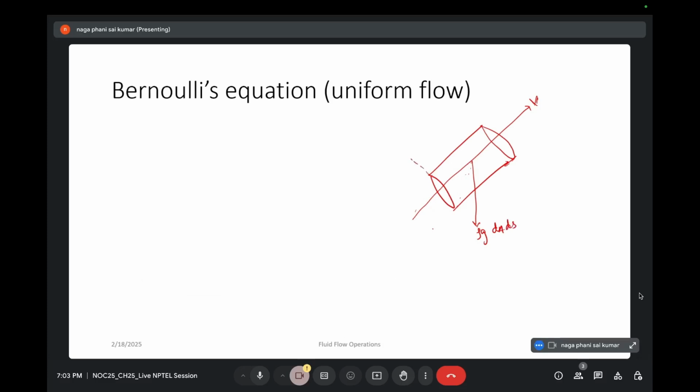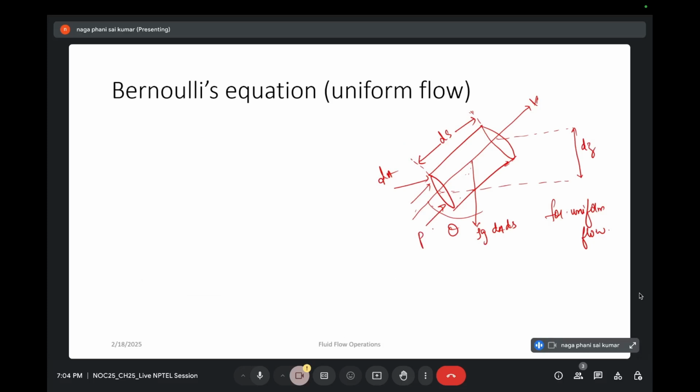So ds is length. dA is the area of this cylinder. And this is the value dz, that is the vertical distance between these two ends. And we are doing it for a uniform flow. So let's say this angle is theta.